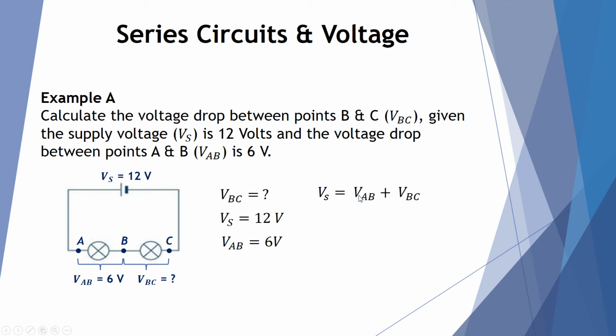We know that these two voltage drops between AB and BC have to add up to equal the supply. So the 12 that we started with equals 6 in the first light globe, plus whatever is left in the voltage between point B and C. So this, we can see, has to be 6. 6 plus 6 will give us 12. So the voltage drop between point B and C is 6 volts.